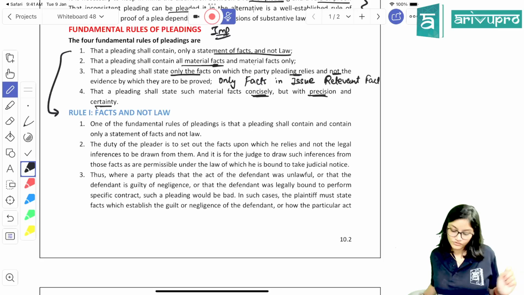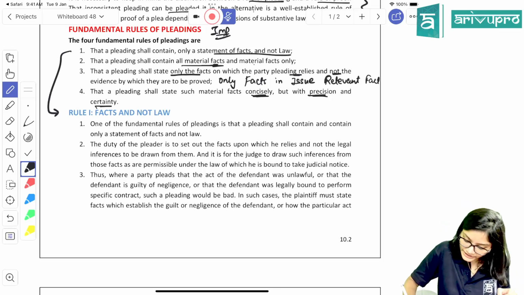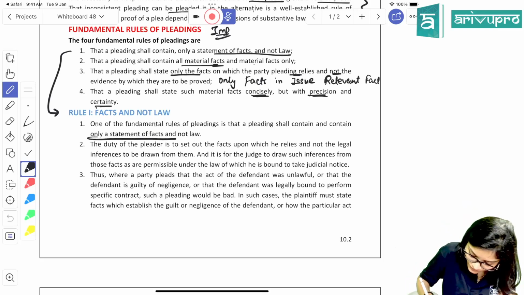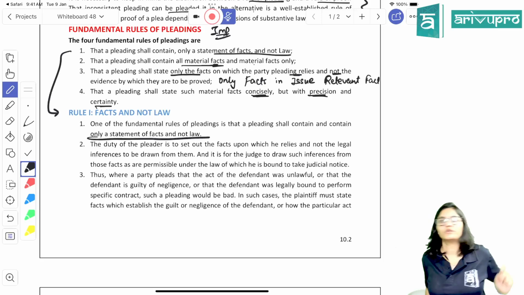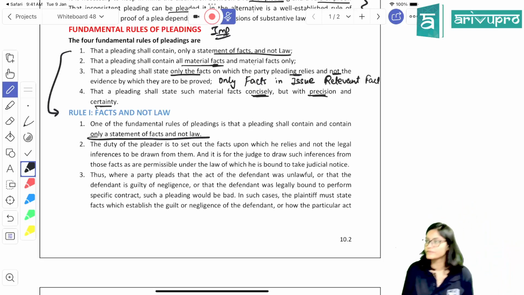So one of the fundamental rules of pleading is that a pleading shall contain only a statement of facts and not the law. Don't explain the law to us. We know the law properly. Your work is to explain the facts. Tell us all the facts, right? Then from those facts, what law is applicable, what are the inferences, what are the interpretations, all those things we will do. That is not your work, right? You are coming to us, we will do that, right? So that is the first rule.